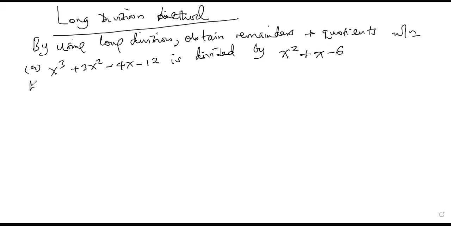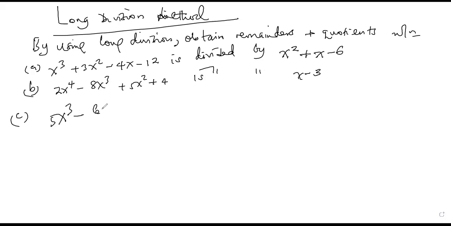So, B, when 2x power 4 minus 8x cubed plus 5x squared plus 4 is divided by x minus 3. C, I will not do all, of course. 5x cubed minus 6x squared plus 3x plus 14 is divided by x plus 1.